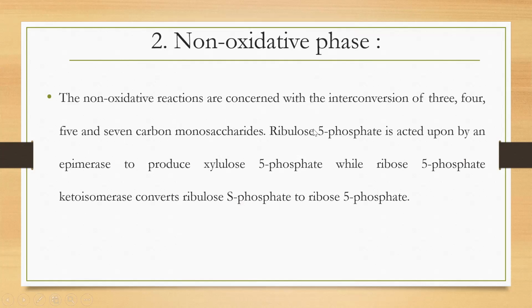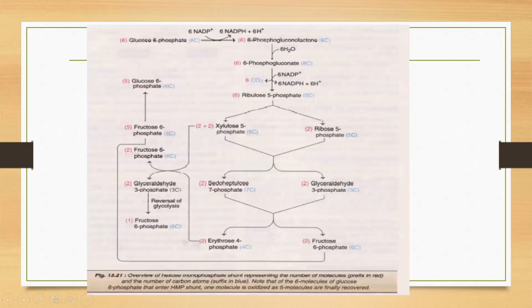Now ribulose 5-phosphate is the end product of the oxidative phase. This is acted on by the enzymes epimerase and ketoisomerase. These two enzymes will act on this ribulose 5-phosphate, and we get two products, that is xylulose 5-phosphate and ribose 5-phosphate.